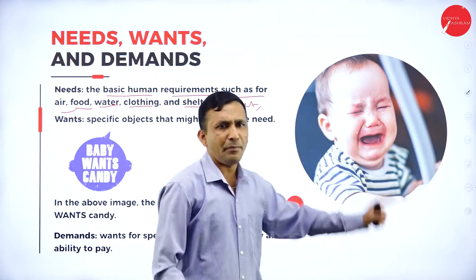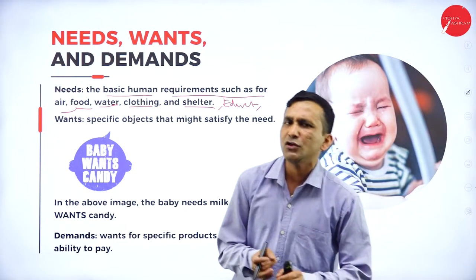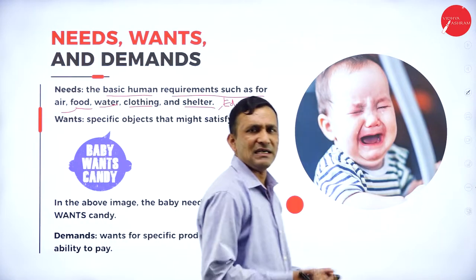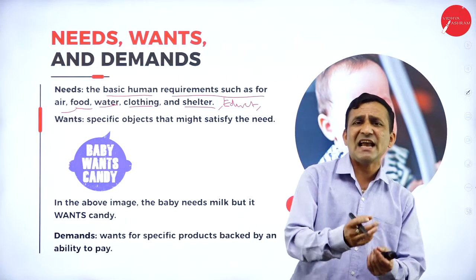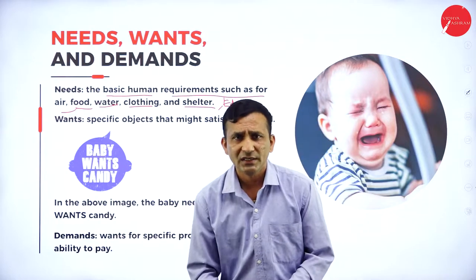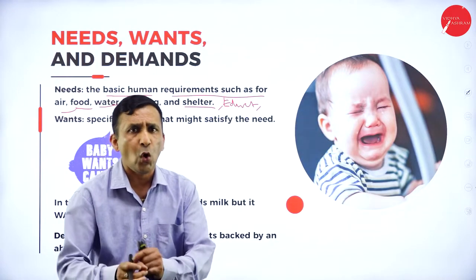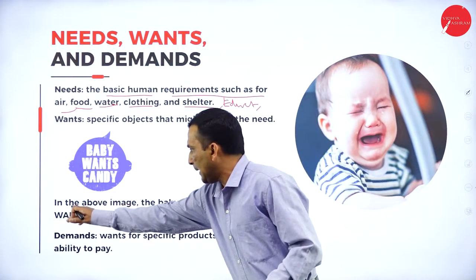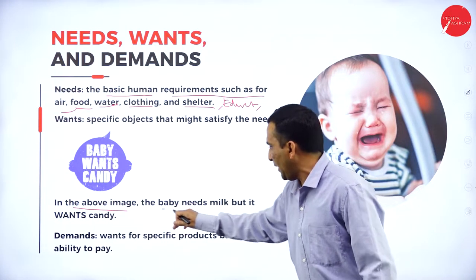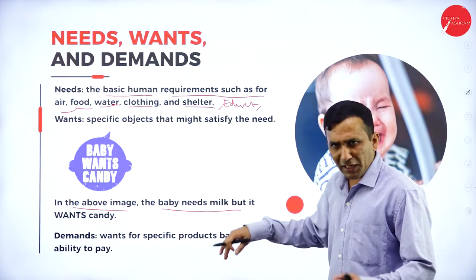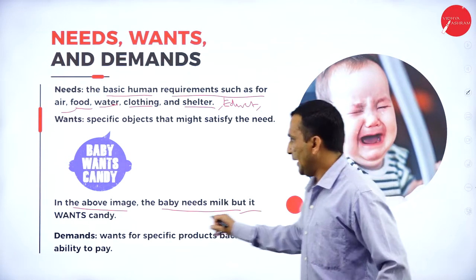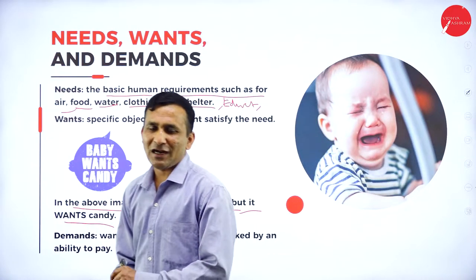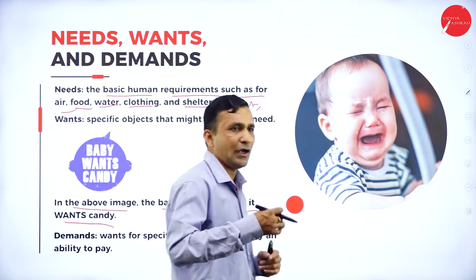In the image, the baby is crying. As a mother, she wants to provide milk, okay? So, when she is providing milk, that is a basic need. Now, if the baby is expecting to drink Coke, then milk is a basic need, and the Coke is called a want. The special needs. So, here in the above image, the baby needs milk at the time the baby is crying, but it wants candy. You can ask, sir, the baby is not asking for Coke because the baby is not able to speak.